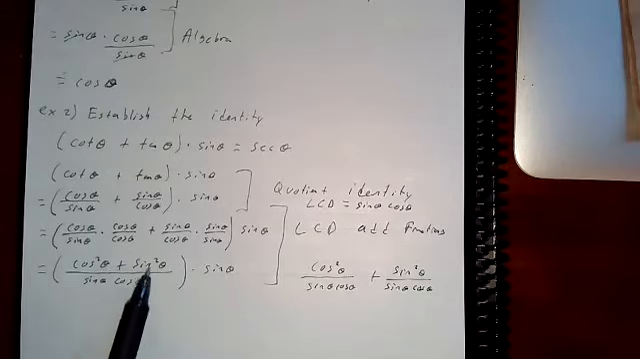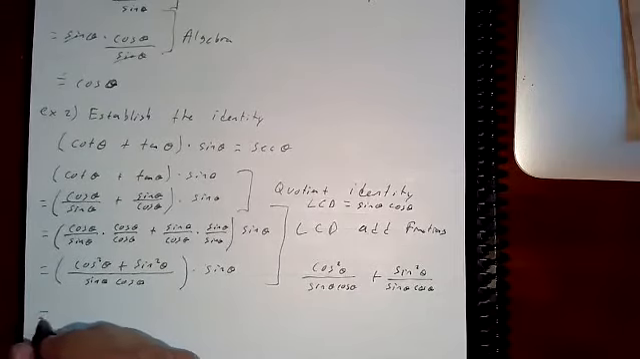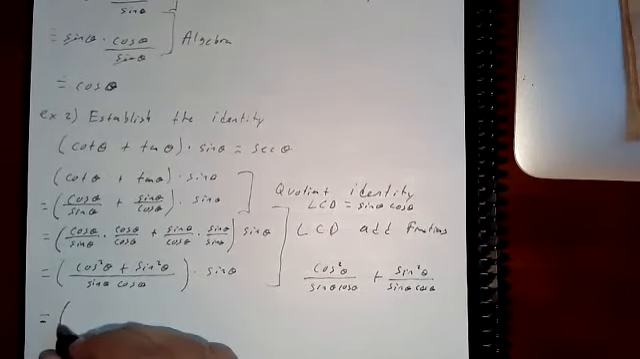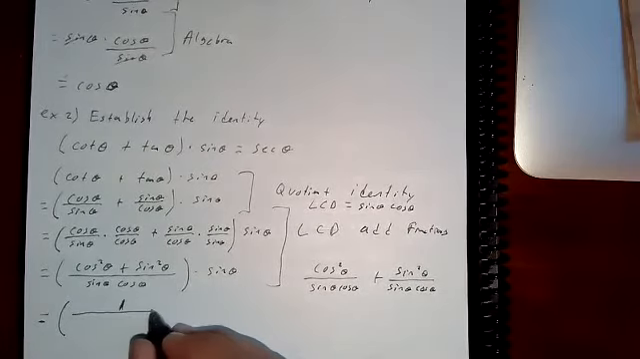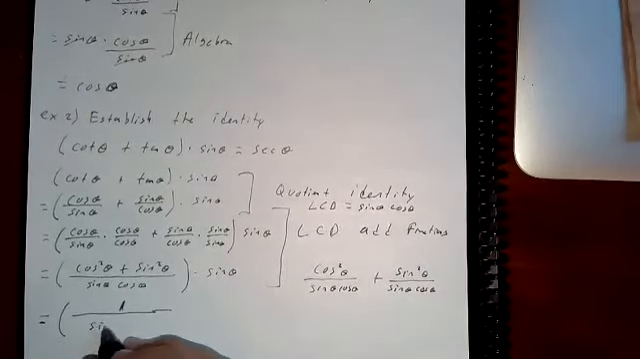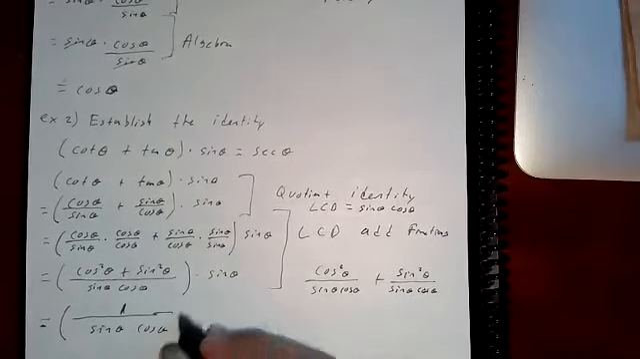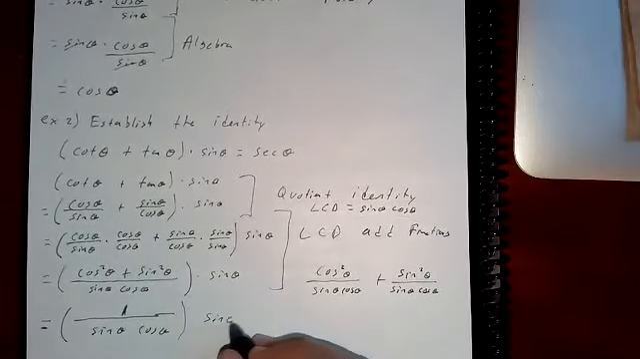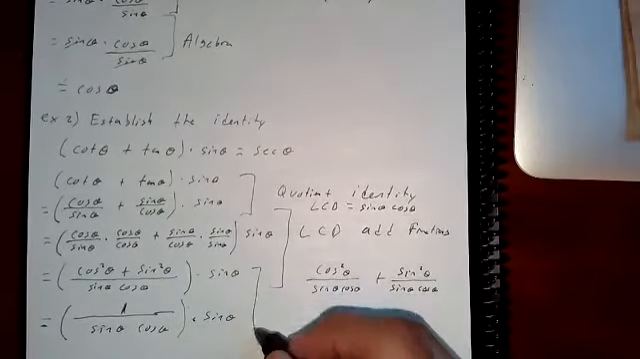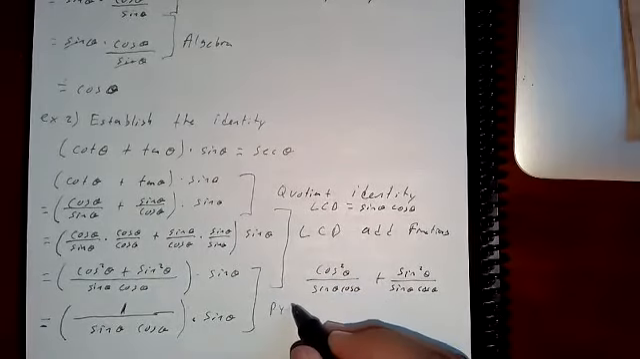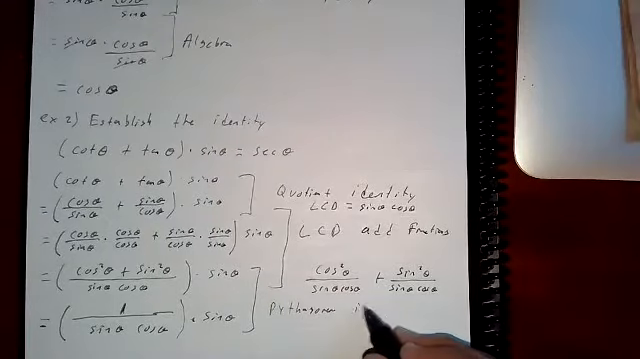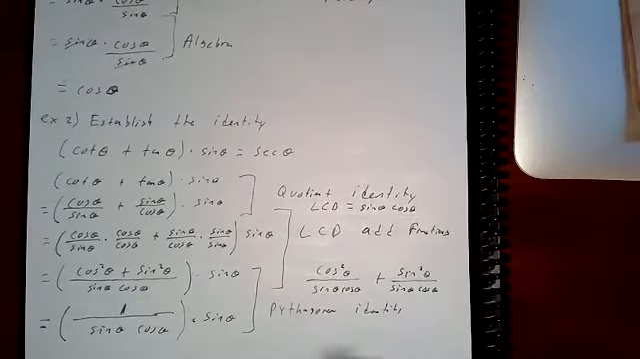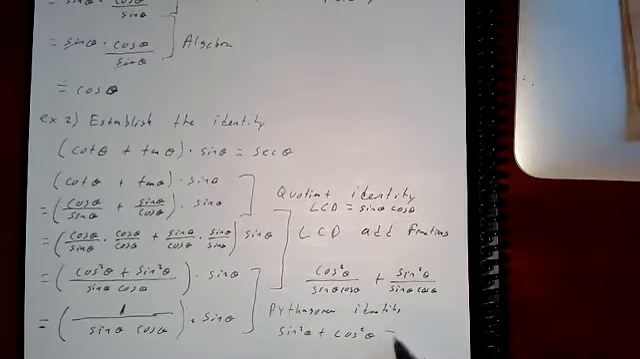So cosine squared plus sine squared, we should know what that is, right? You guys remember? Yeah, that's going to be 1. So that's gone. Then we have sine theta cosine theta times sine theta. So from here to here, it was the Pythagorean identity: sine squared theta plus cosine squared theta equals 1.